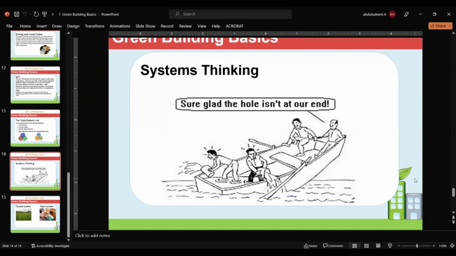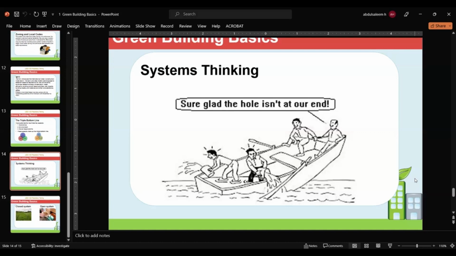Their thing is not my problem. Like, your future, your children will suffer, right? So now you are throwing this waste there. You think it's none of my business, it's not my property. Tomorrow it will backbite you, actually. So the picture says that the other two persons are thinking I am safe.